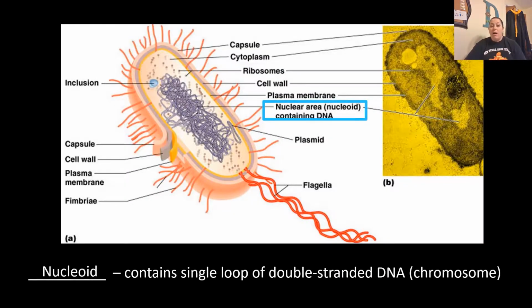The nucleoid, recall, is the region or the location of the single loop of DNA. Now remember, since this is still DNA, deoxyribonucleic acid, it is still double-stranded. Okay? It has the two sides, the twisted type ladder structure to it.